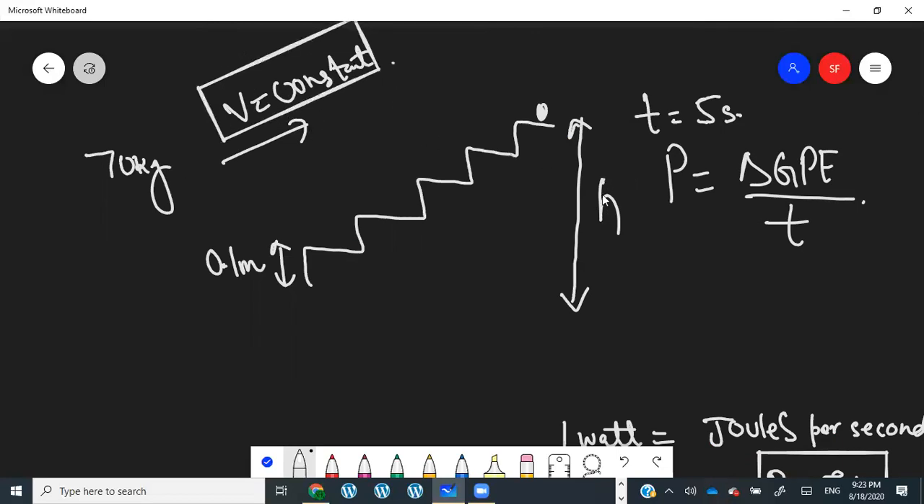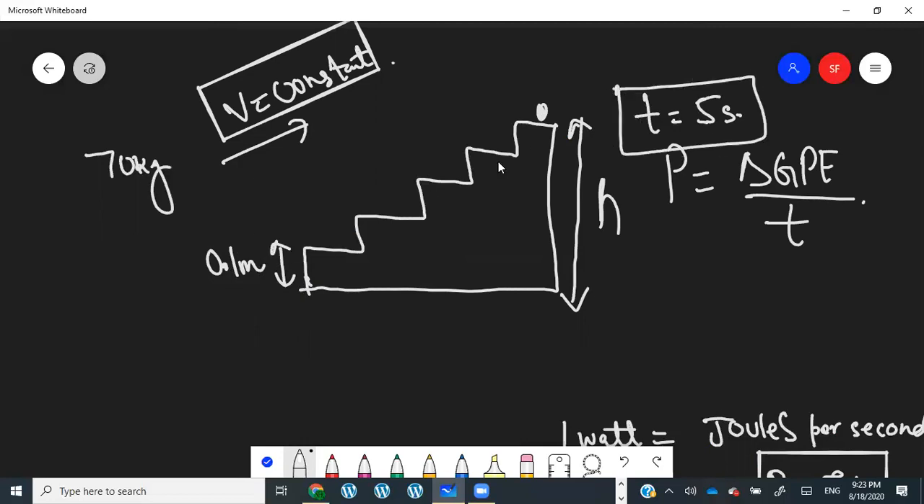I'm saying that this is a question that usually comes in which a flight of stairs is given to you. The height of an individual step is given to you, 0.1 meter. And then the time is given to you for a person to go up the stairs is, let's say, 5 seconds.